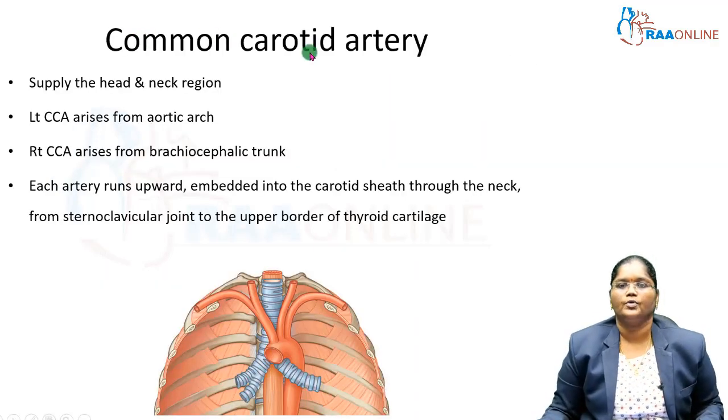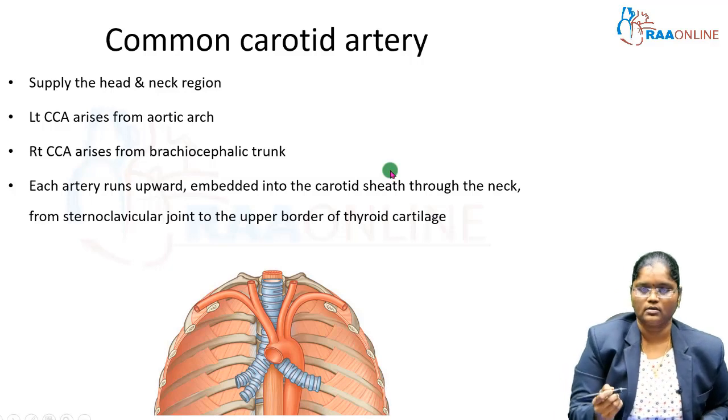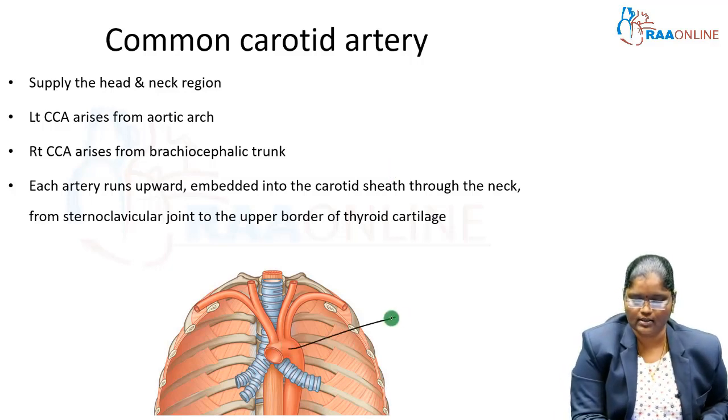The common carotid artery is the chief blood supply to the head and neck region. The left common carotid artery arises from the aortic arch, whereas the right common carotid artery arises from the brachiocephalic trunk. Here in this diagram, in the thorax, you can see this is the arch of aorta.